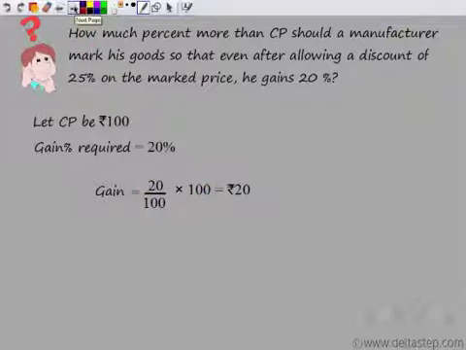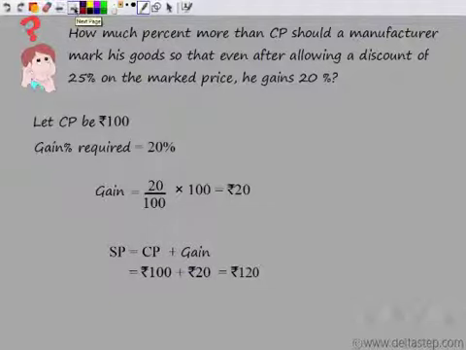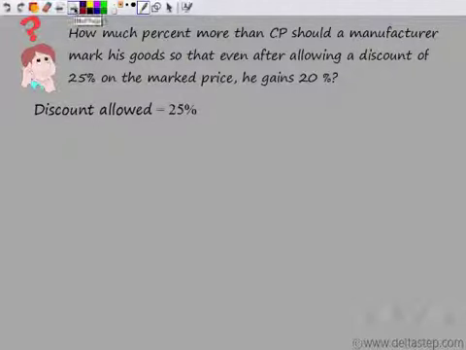We know the cost price, we know the gain. We can find the selling price. Selling price would be the cost price plus gain. Cost price we know is 100. Gain we know is 20. So the selling price is 120. Now let's look at the discount.